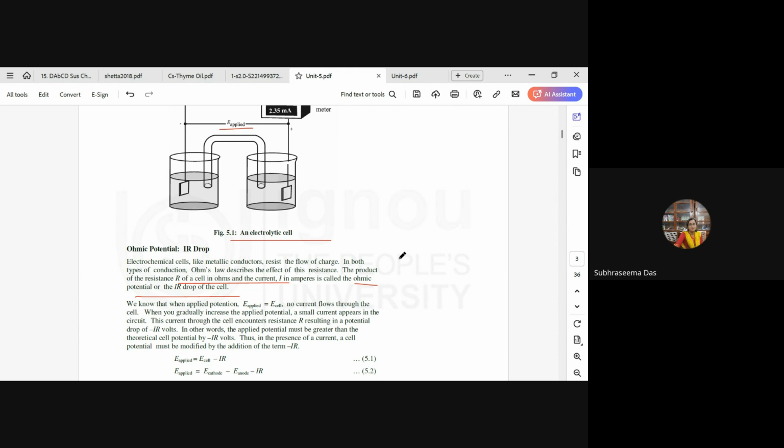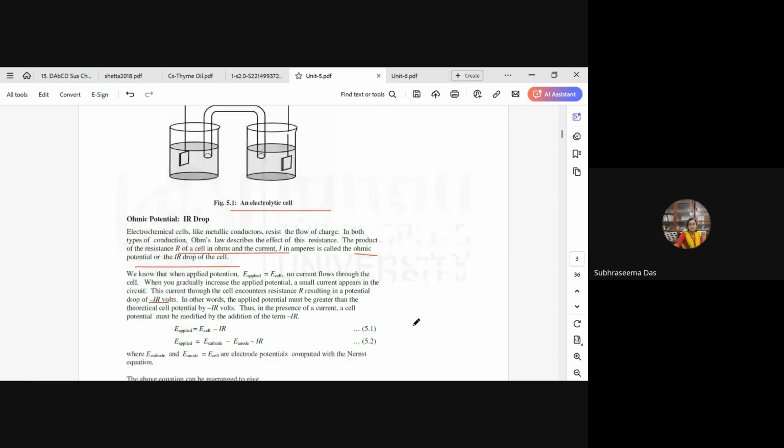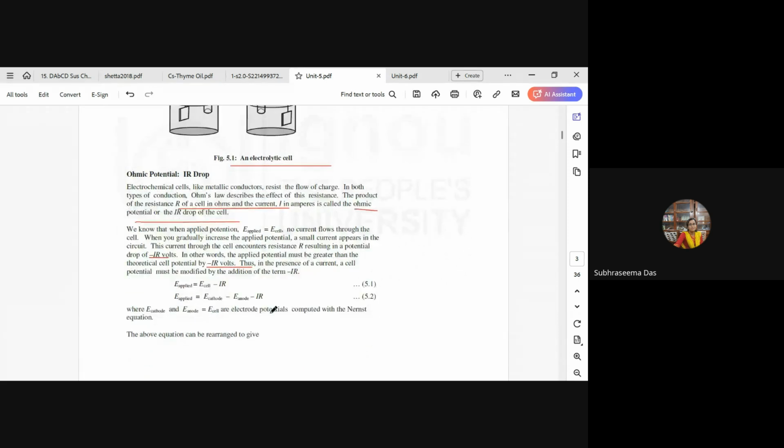Now this current through the cell encounters resistance, which gives rise to the potential drop of minus IR volts. So in other words, the applied potential here must be greater than the theoretical cell potential by IR volts. Thus we can say the E applied has to be greater than the cell potential by IR. That is, E applied is mathematically given as E cathode minus E anode minus the ohmic potential, that is the IR.